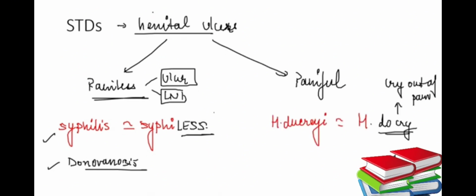For painful ulcer, you can remember Haemophilus ducreyi, which is chancroid. For this, you can spell it as Haemophilus do cry. So with chancroid, you have to cry with the pain. So it's a painful ulcer.